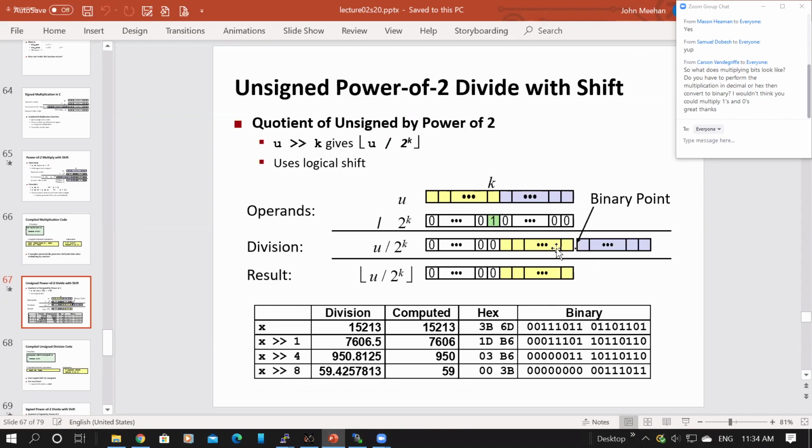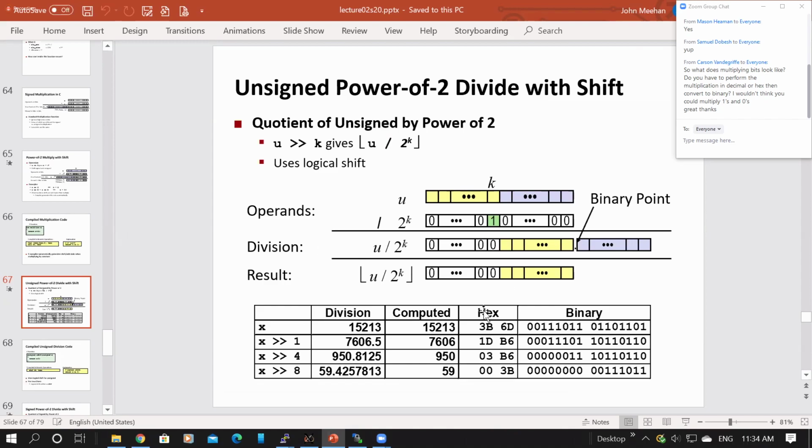So if we do unsigned power 2 divide, we get what's called a logical shift right. And that means that we're pumping zeros in on the left side. As we move things over, zeros get pumped in to fill the vacated positions on the left. That's a logical shift. And that's what would be generated by the compiler if you wrote a C statement that did a shift right of an unsigned variable. You'd generate a shift right logical.